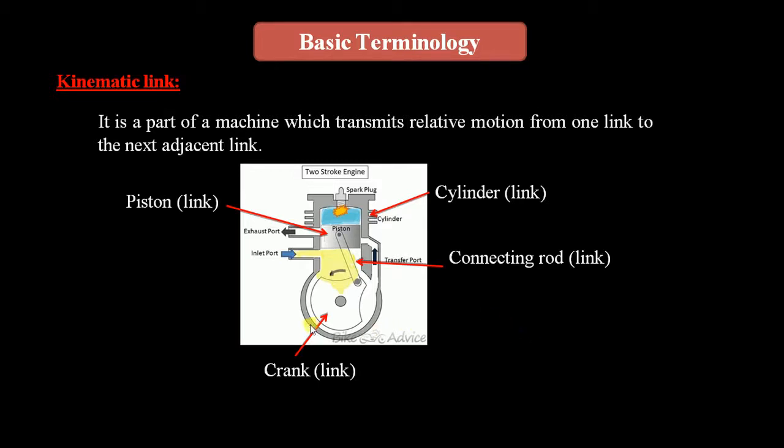And how many links are there in total? One, two, three, four links are there. And the cylinder is a fixed link here. With respect to that, the remaining parts will be moving in relation to each other. So these four parts can be considered kinematic links. Why? Because a particular relative motion transmission is taking place to get the required work from this two-stroke engine. So that is about the kinematic link.